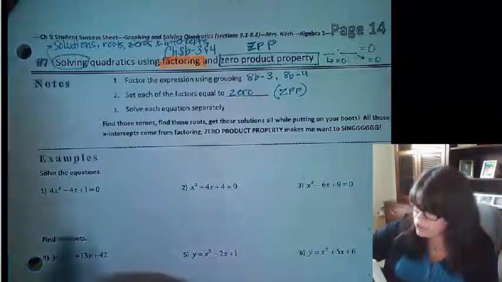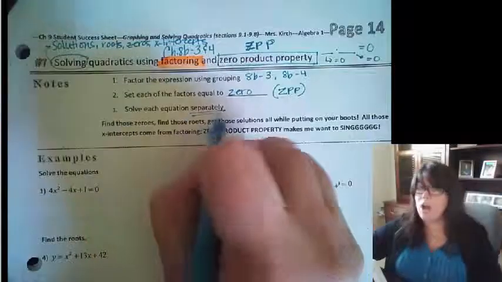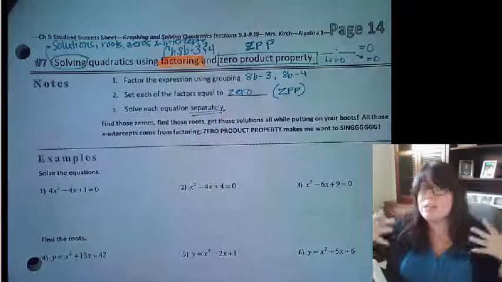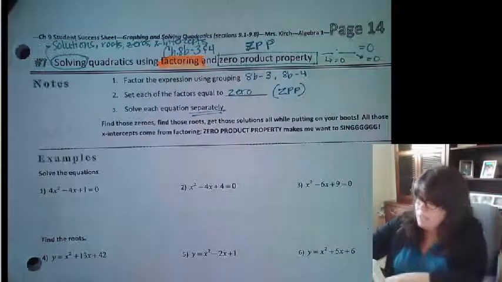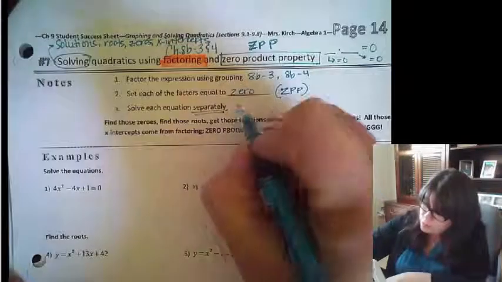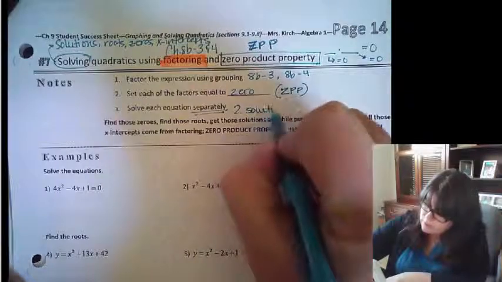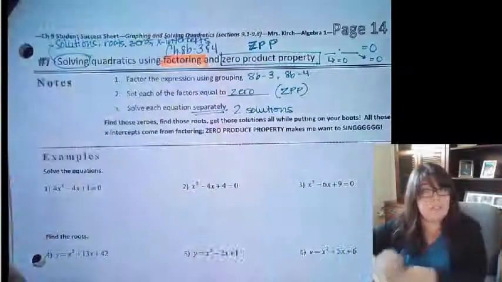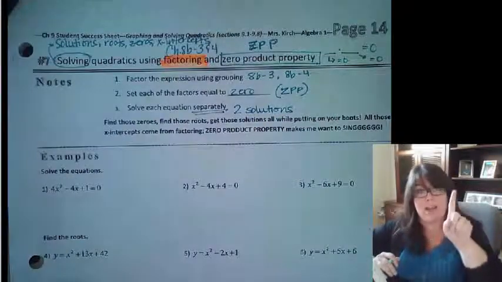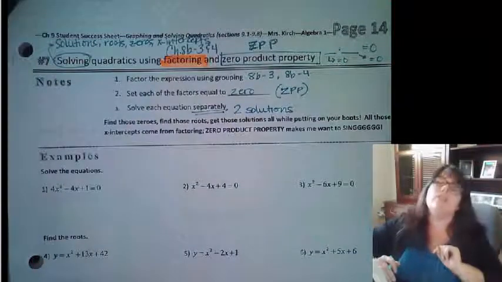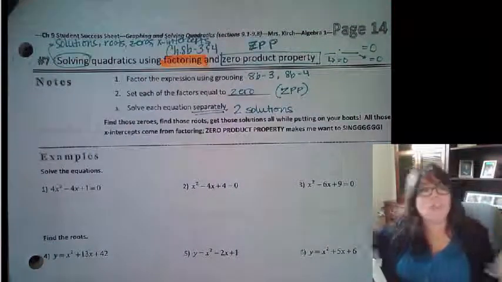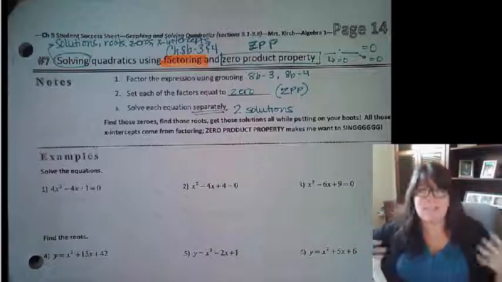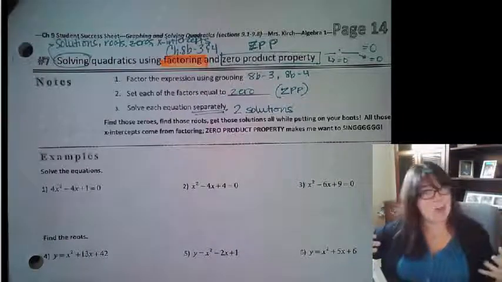Then you're going to solve each equation separately. Well, if you have two factors and you solve them separately, that means you are going to end up with two solutions most of the time. Because remember, there is a scenario where we might only have one solution. So let's take a look and put all this together with some examples so this begins to make a little bit more sense. Shall we?